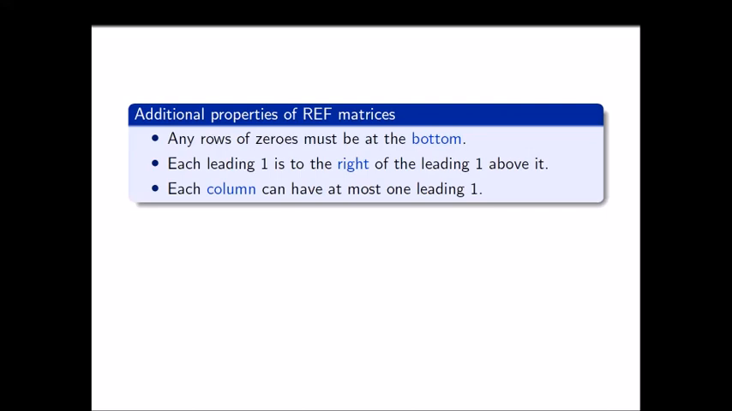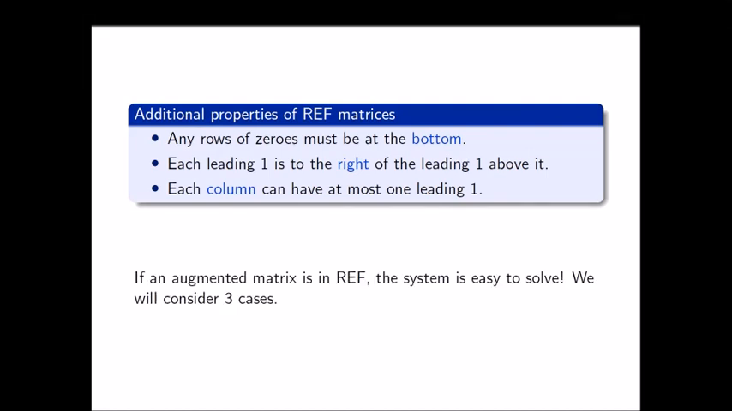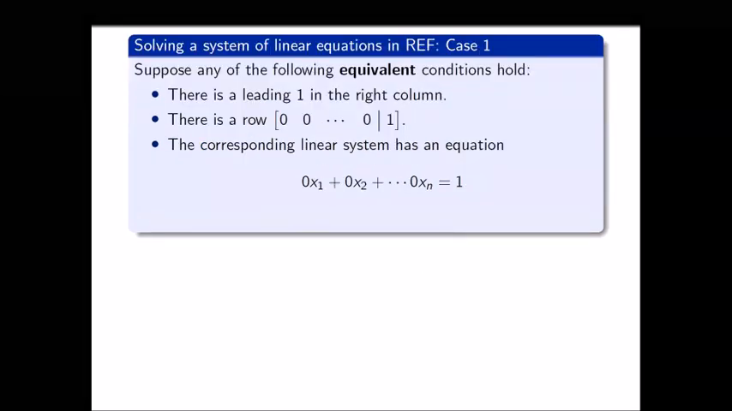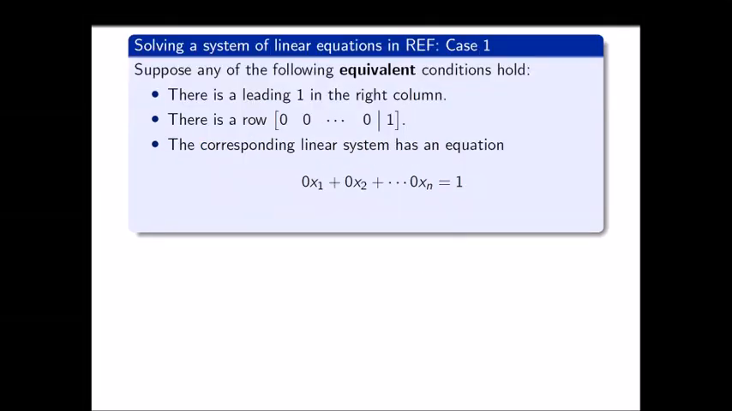Again, the same idea. So if an augmented matrix is in row echelon form, then the system of linear equations corresponding to it is very easy to solve. And we're going to consider three cases. There will be a case where the system has no solutions. There will be a case where the system has infinitely many solutions. And then there will be a case where the system has a unique solution. So we'll start with case one.